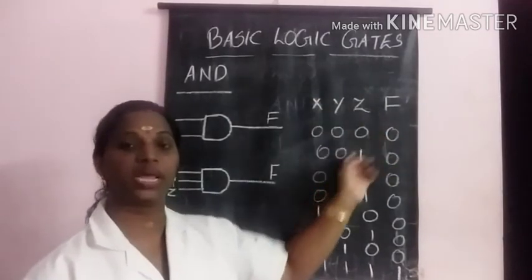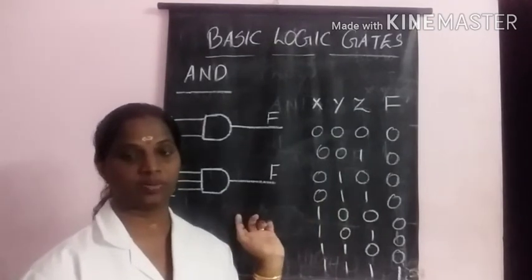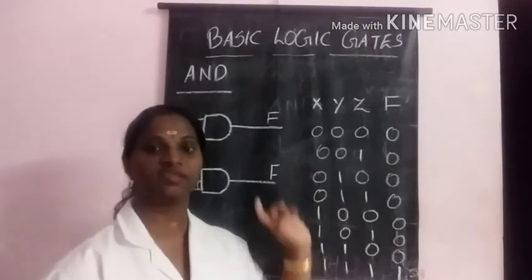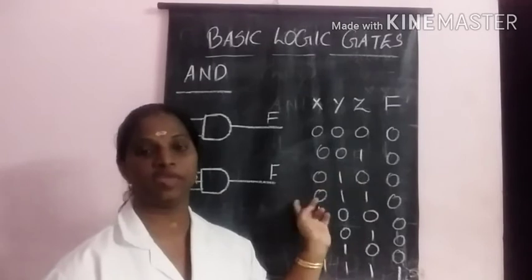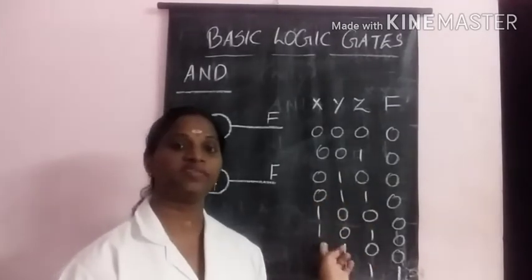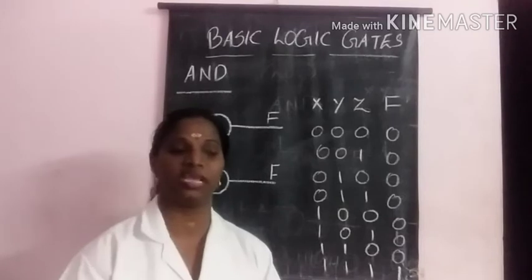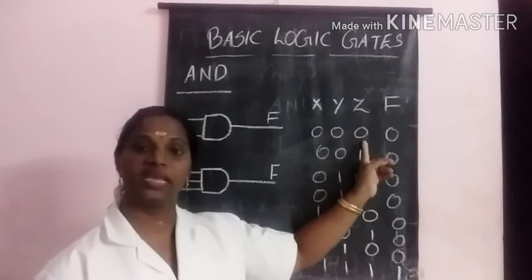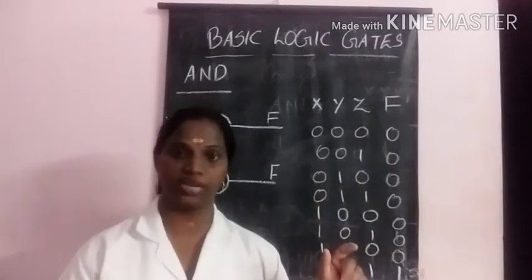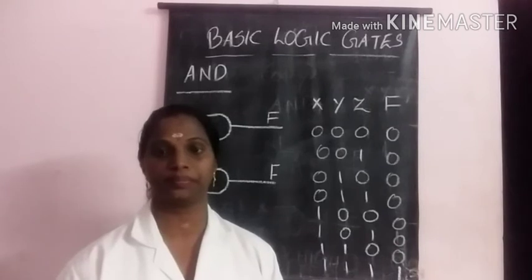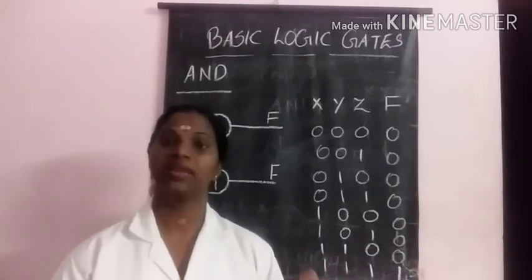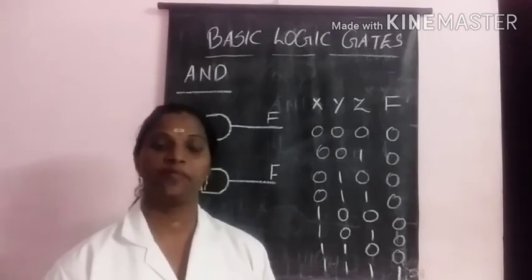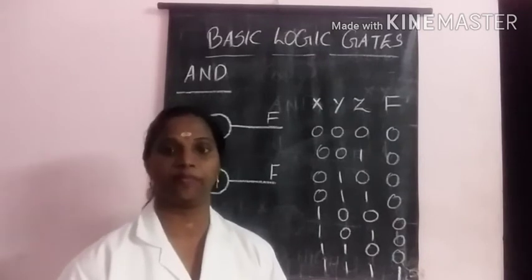This is the truth table for the variables x, y, z. All the combinations for the 3 values are given in the truth table: 0 0 0, 0 0 1, 0 1 0, 0 1 1, 1 0 0, 1 0 1, 1 1 0 and 1 1 1. In an AND gate, if any of the inputs is low, then the output will be low. And if all the inputs are high, then the output will be high.